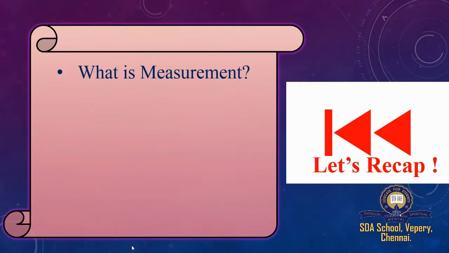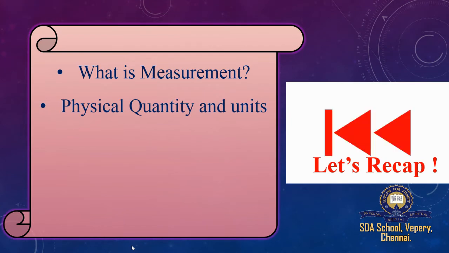Yes. So, what is measurement? Measurement is defined as the determination of the size or magnitude of a quantity. Physical quantity and units. A physical quantity is a quantity that can be measured and it has a numerical value and a unit of measurement. Then what is a unit? A unit is a standard quantity with which the unknown quantities are compared.